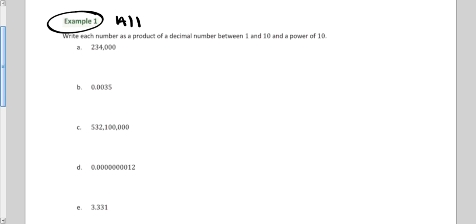Let me rephrase the directions. Put into scientific notation. So if I start right here, which way do I have to move the decimal point to get that? Right. So should that be a negative? Remember, to the right is positive.